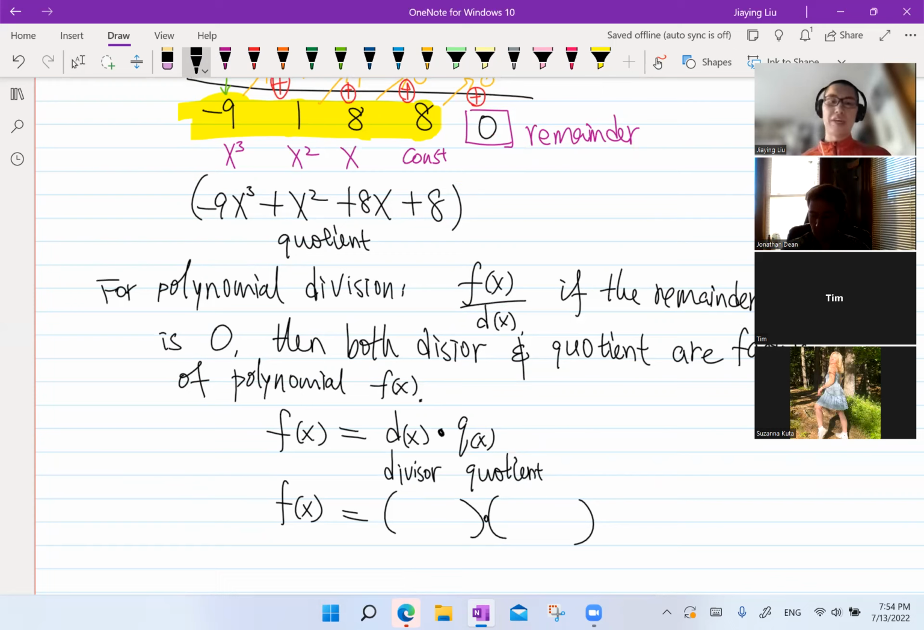And we're going to look at more examples on how to use polynomial division to find the zeros, or to find the x-intercepts, of a polynomial function. So that will be next, tomorrow.